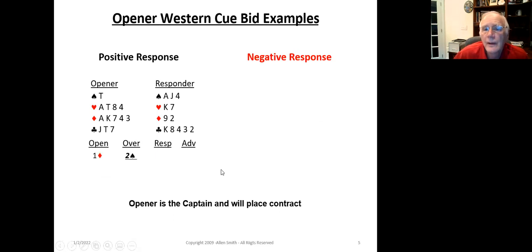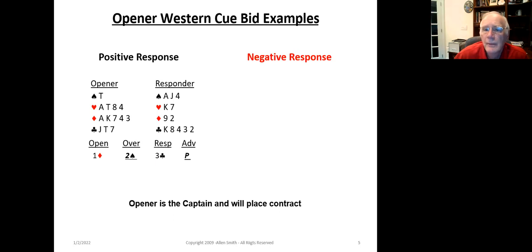Another one. In this one, we have the opponent making a jump overcall to 2 spades. We have 1 diamond, 2 spades by the overcaller, and our partner comes in with 3 clubs. So we know our partner has some points because he's bidding at the 3 level. It comes back to us and we look at this. Well, we don't have a fit in spades. We don't have a blocker in spades, and we can't guarantee a great fit within clubs.